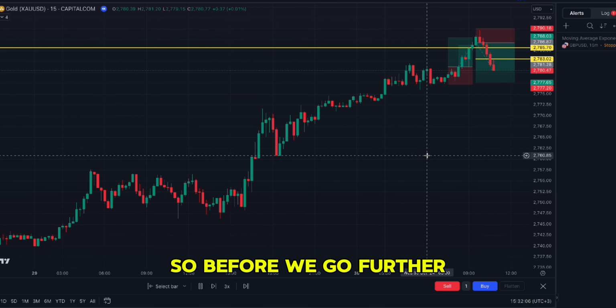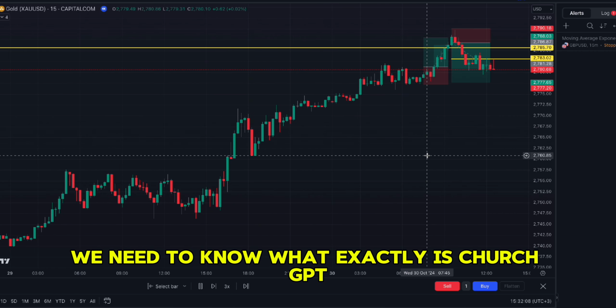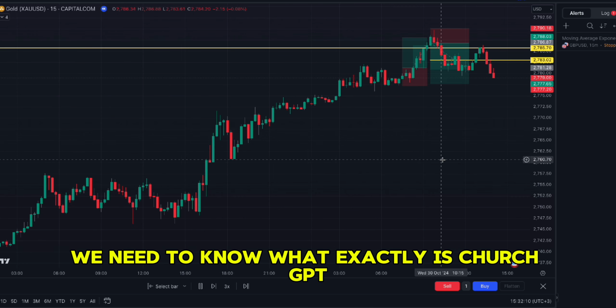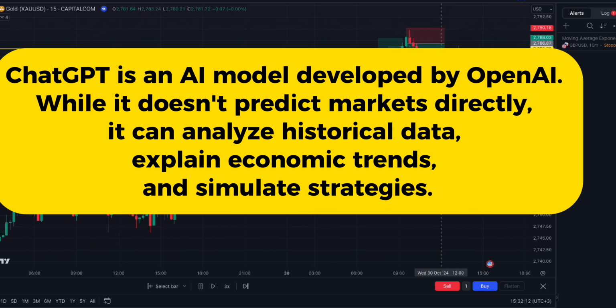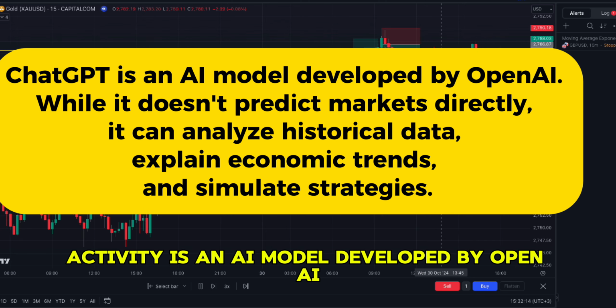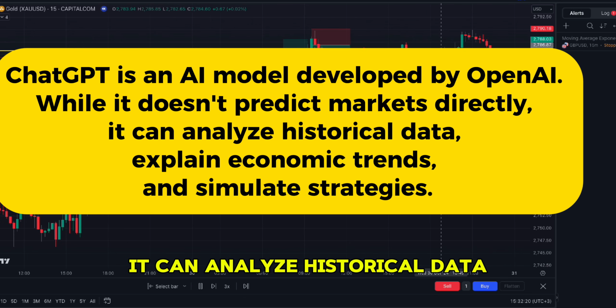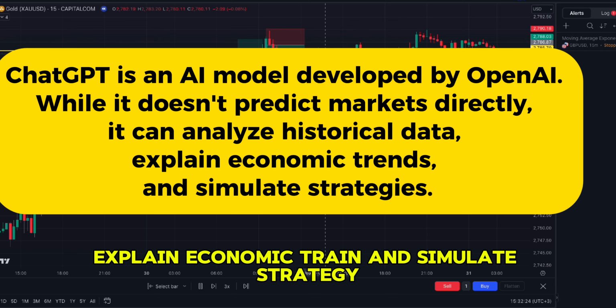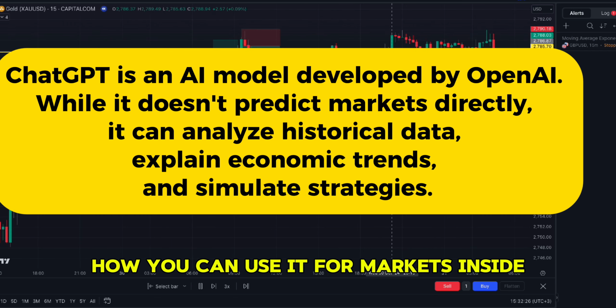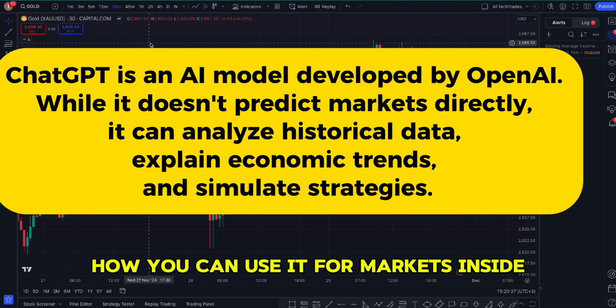Before we go further, we need to know what exactly ChatGPT is. ChatGPT is an AI model developed by OpenAI. While it doesn't predict the market directly, it can analyze historical data, explain economic trends, and simulate strategy. Here is how you can use it for market insight.